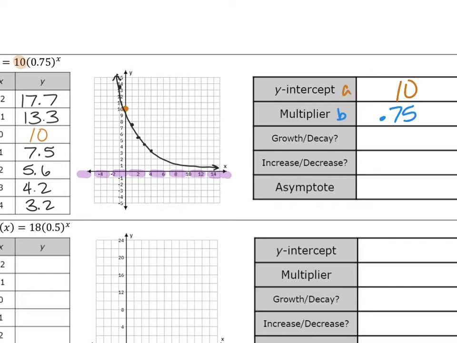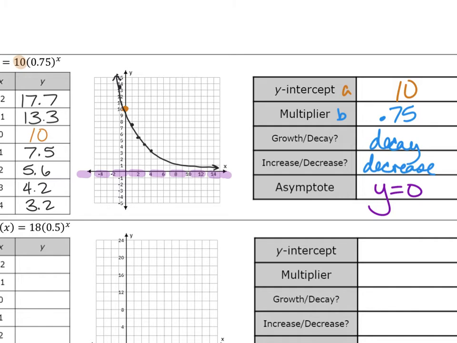Fabulous. Okay, is this growth or decay? Why is it decay again? Because it's going down. Does that mean it increases or decreases? Decreases. Amazing. And what's the equation of the asymptote? Y equals 0. My x-axis. Y equals 0. Cannot cross it, cannot touch it.